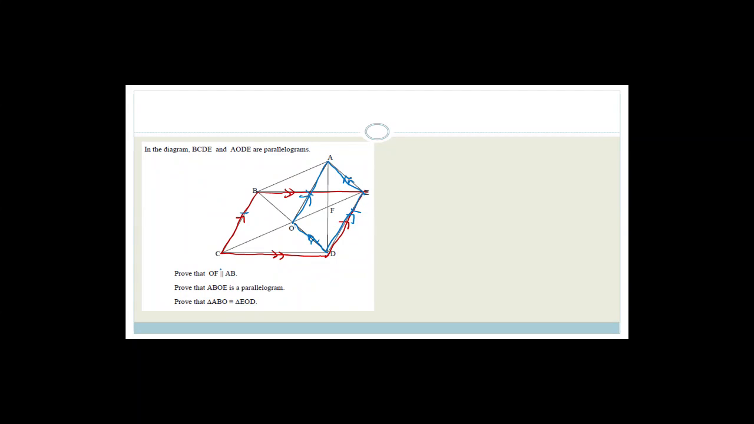Okay. Now it says prove that OF equals AB. Prove that OF, let's use blue, OF is parallel to AB.